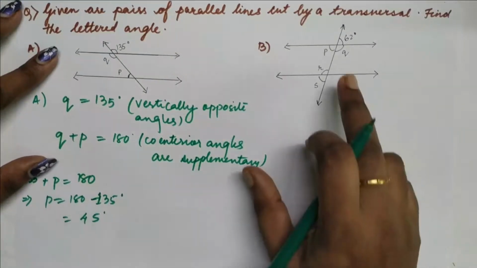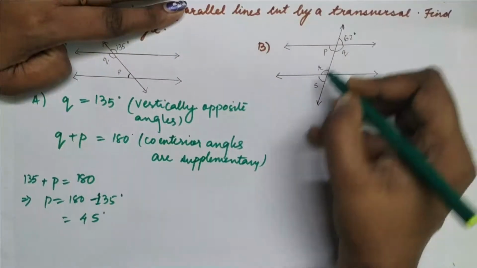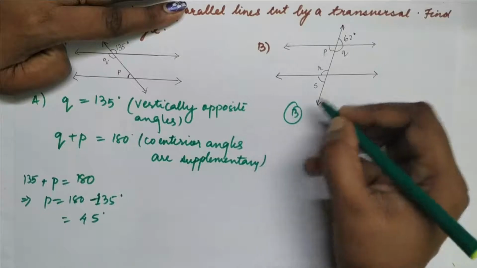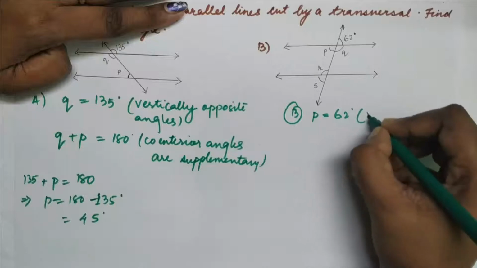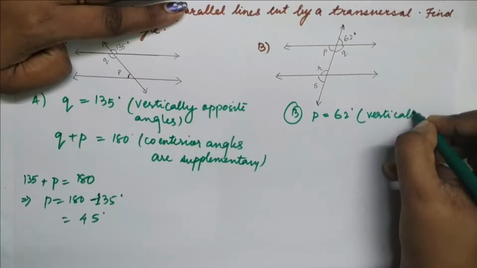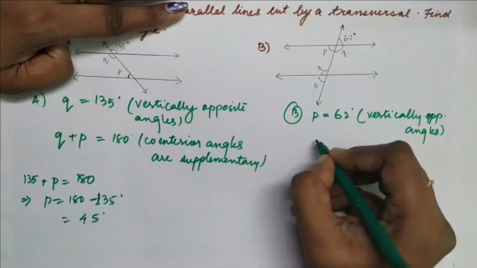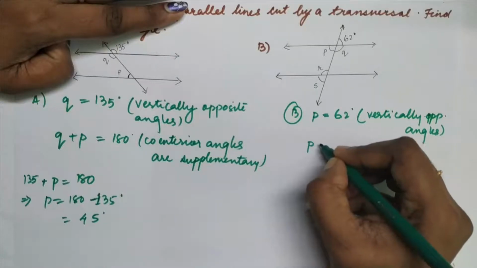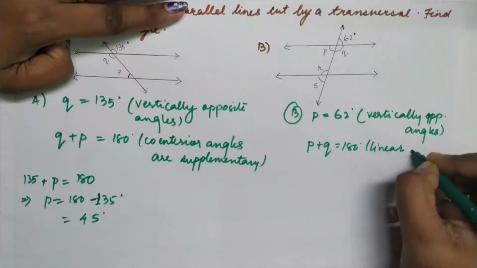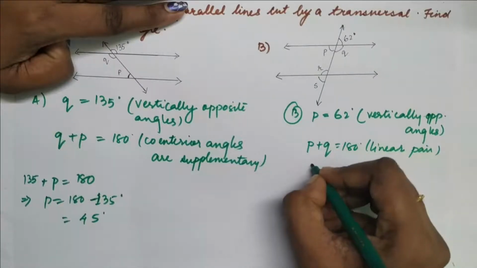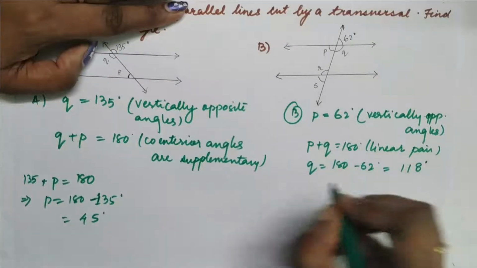Now in this question, again only one angle is given to us. So how can we get the other angles? You can easily write that angle P is equal to 62 degrees because these two are vertically opposite to each other. Always give reasons when you are solving. Also I can say that angle P plus Q is 180 degrees because they are forming a straight line, or a linear pair. So I can get the value of Q, that is 180 minus 62, it is 118.